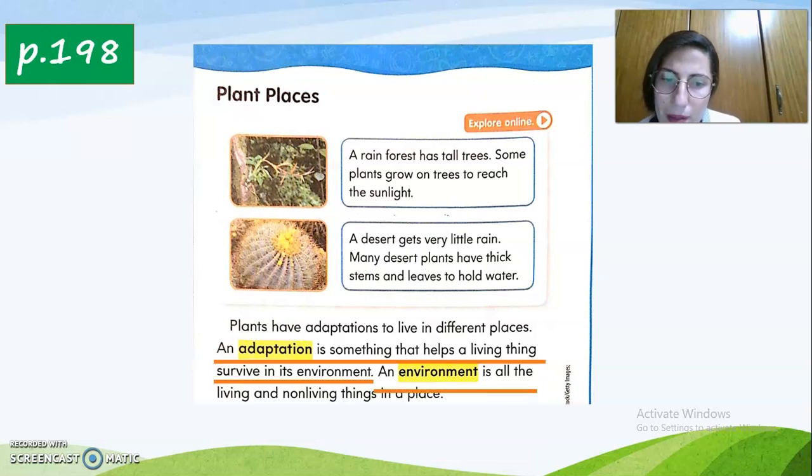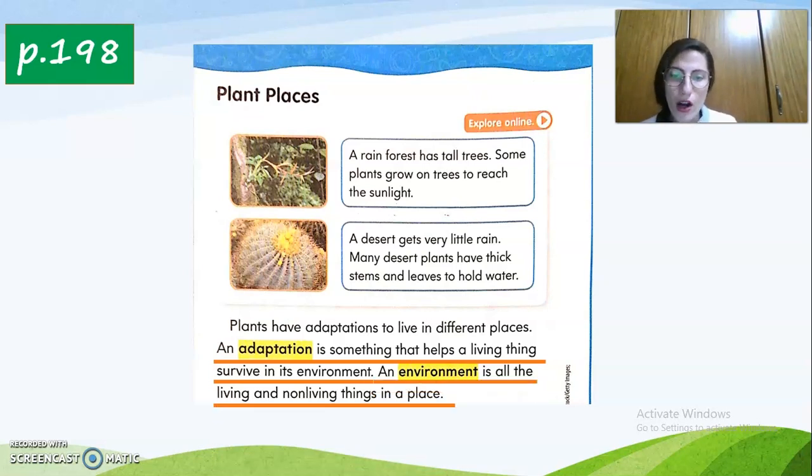But what is an environment? An environment is all the living and non-living things in a place. Remember, non-living are things that do not grow, okay? And living are the things that live and grow, okay? Such as the plants, people, and animals. Non-living things such as the rocks, such as the tables, chairs, the bed. Clear? So, when they are collected in the same place, they make something called an environment.